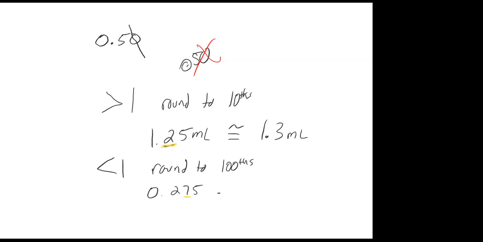I would round that then to 0.28, and let's just say it's milliliters, okay? That's how you do rounding with those specifics. Now, when you do a basic conversion, which we're going to practice here in just a little bit, like if I go from milligrams to grams, or I go from milligrams to micrograms, you do not round those basic conversions.